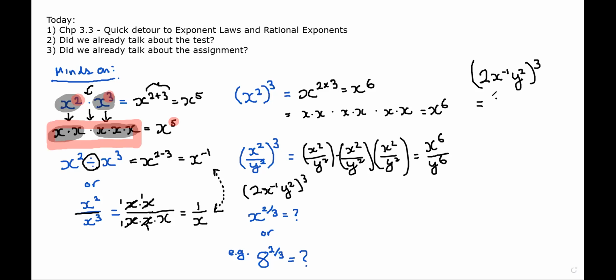Yes, that would be 8. So 8x something and then y to the power of 6. Good.